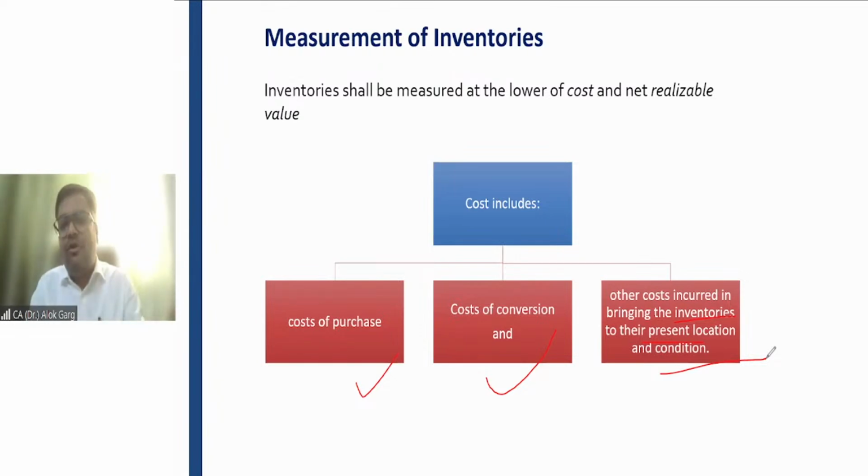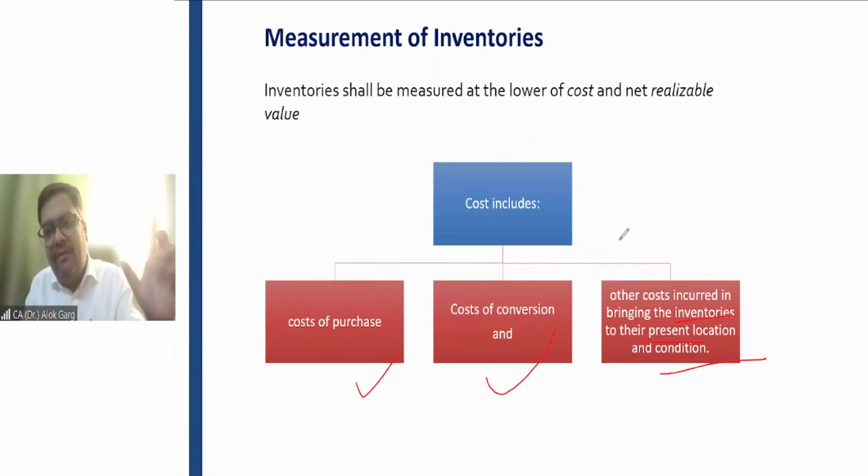So what is your cost? Cost includes cost of purchase, cost of conversion, and the other directly attributable cost, which is important for bringing the inventory to its location and condition. For example, if you are purchasing a raw material and you are also incurring a transportation cost, will it form part of inventory? The answer is yes. Otherwise, if you do not bring the inventory into your factory premises, how will you use it? So any cost which is important in bringing the inventory to its present location and condition.